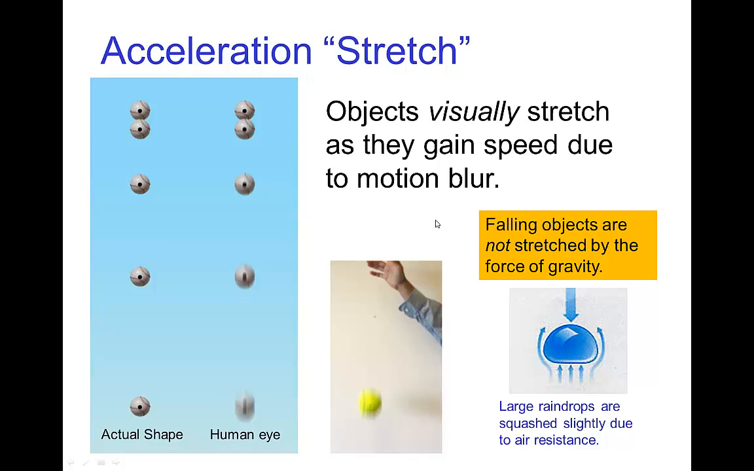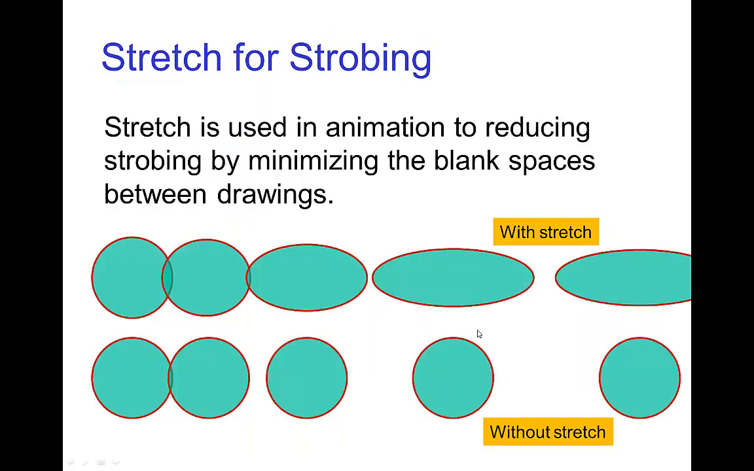Now, this change is not an actual physical stretching of an object when it's falling. So, in other words, the falling objects do not get stretched by the force of gravity. In fact, something like a raindrop, as it's falling, if it's large enough, it actually gets squashed due to the pressure resulting from air resistance.